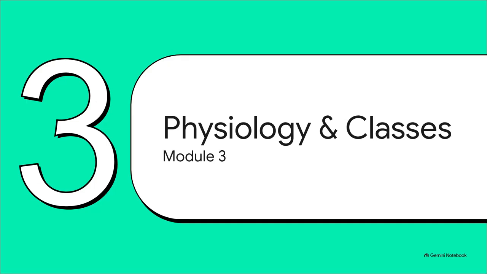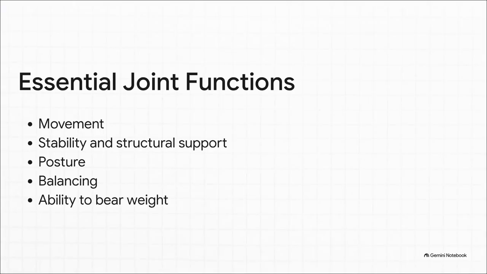Now for Module 3, Physiology and Joint Classifications. You know, joints are responsible for so much more than just simple movement execution. Their physiological functions are actually highly complex. They provide essential skeletal stability and structural support. They maintain our posture, they coordinate our balance, and they give us that incredible ability to bear weight. Picture a patient walking into the orthopedic clinic. A disruption in literally any one of these functional abilities is exactly what brings them in, usually presenting with symptoms like stiffness, swelling, or just a total loss of mobility.